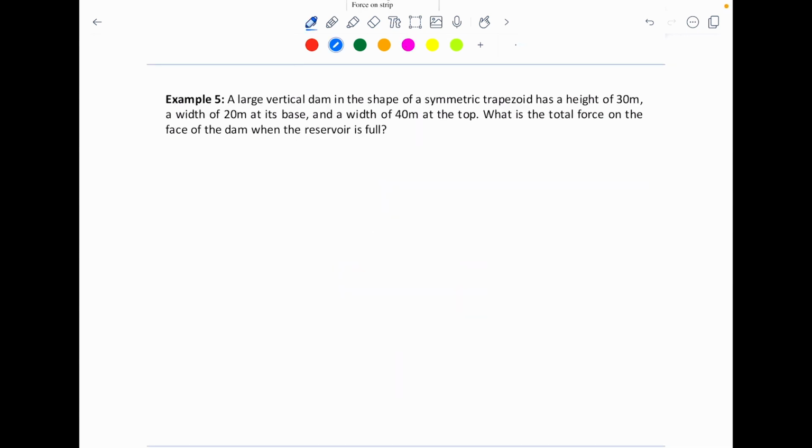Let's look at an example problem of the force on a dam. So we want to find the total force on the face of a dam when the reservoir is full. What it's telling us about this dam is it's giving us some dimensions. So it's telling us we've got a symmetric trapezoid. It's got a height of 30. So I'm just going to say that's 30. It's got a width of 20 meters at the base.